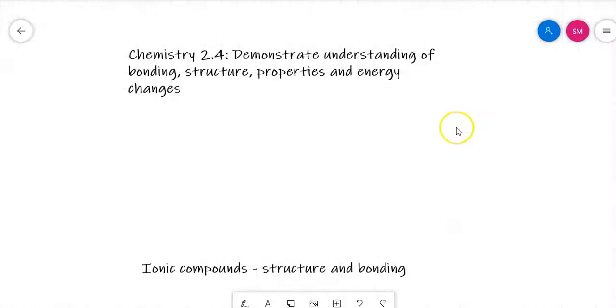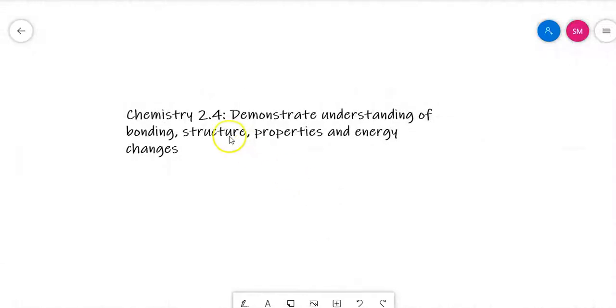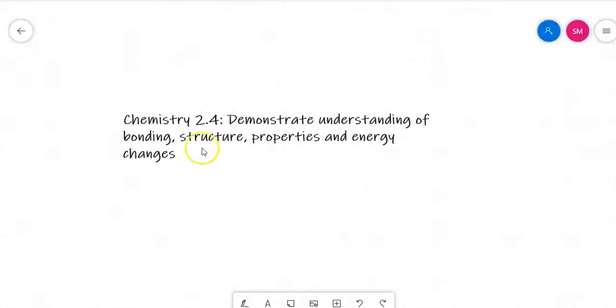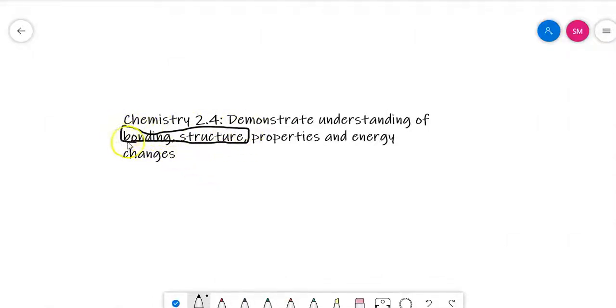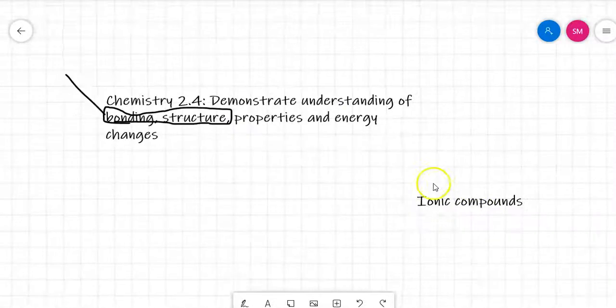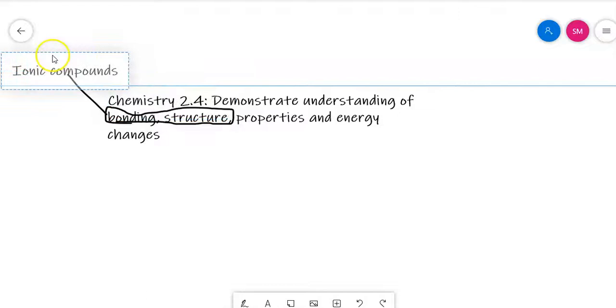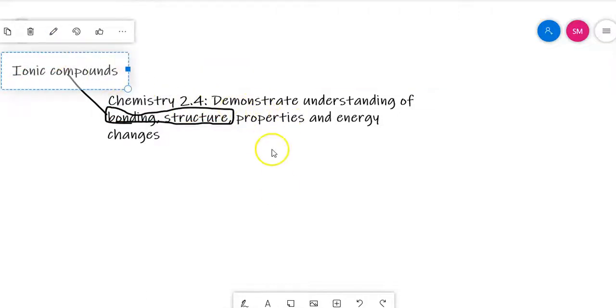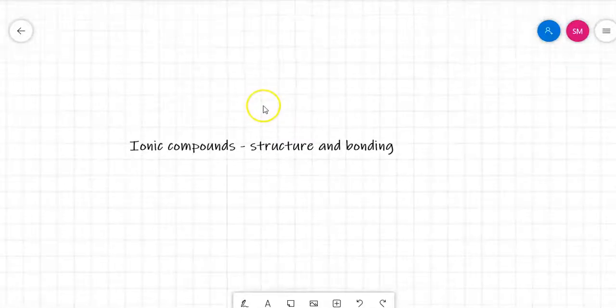Just a quick reminder, this is all part of topic Chemistry 2.4, demonstrate understanding of bonding, structure, properties, and energy changes. In this video we're looking at the bonding and structure, just this part, for ionic compounds. There are a few different substances that we'll need to know the bonding and structure of, but in this video it's just ionic compounds. In a future video, we'll look at the properties of ionic compounds. So, ionic compounds, structure and bonding.